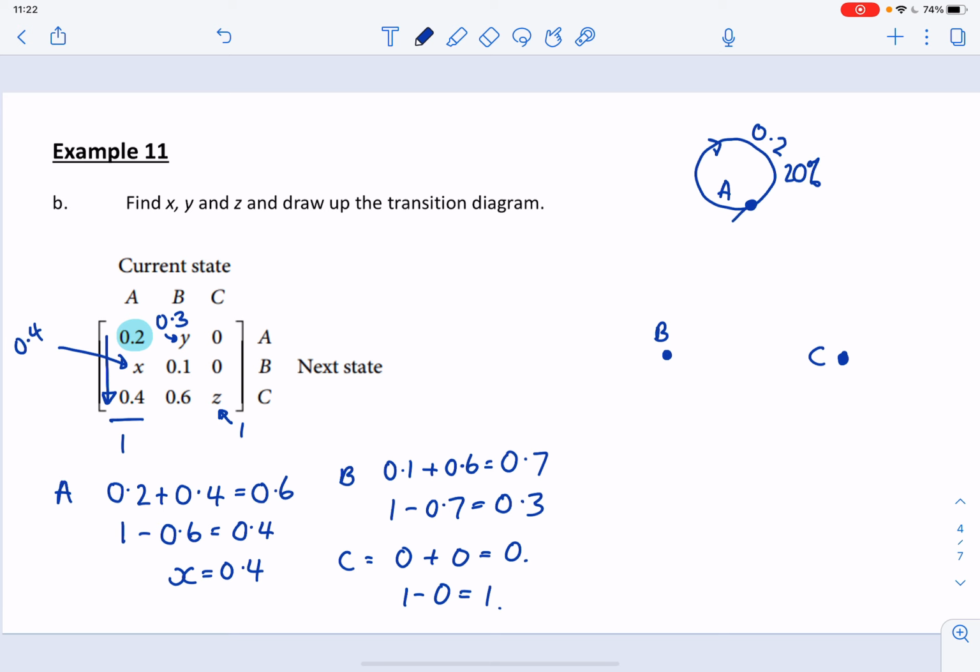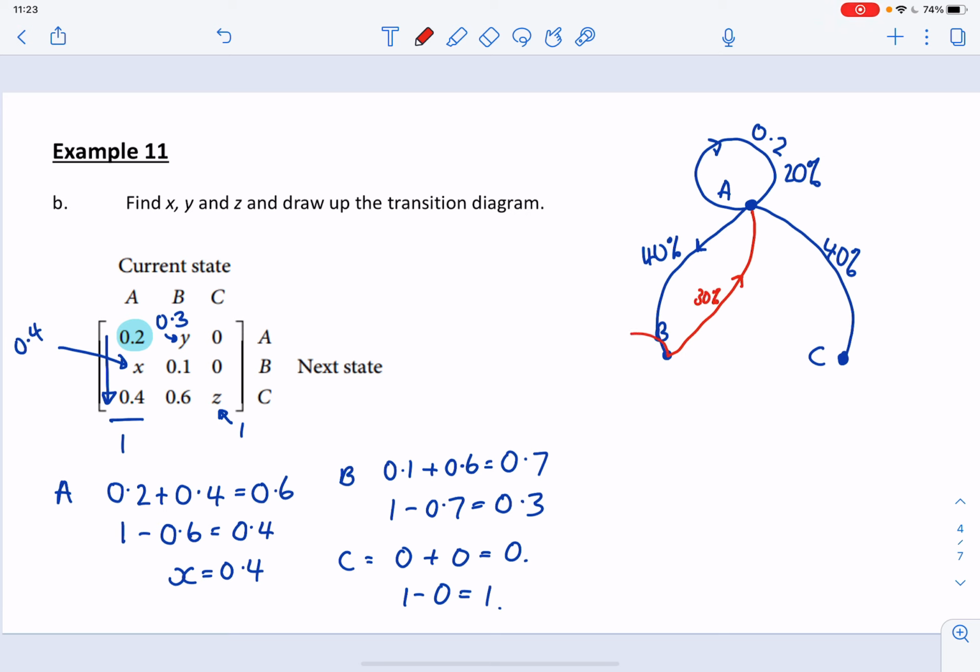Now to get from A to B, I'm going to go around here so I don't write through the B. It is 40%. Remember my little arrow down that way. And then A to C is also 40%. We'll change colours for the next one. We're going to go B. So to get from B to A, it was 30%.